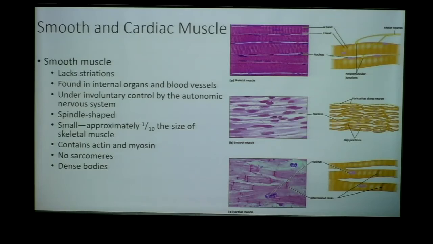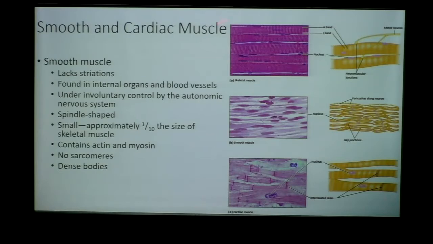Muscle is called smooth muscle because it does not have striations. Now, what does striations translate to? What's creating the striations in skeletal muscle? The sarcomere, right? So we don't have sarcomeres in smooth muscle, and so they're called smooth.